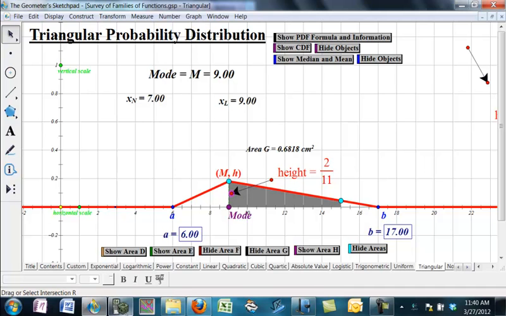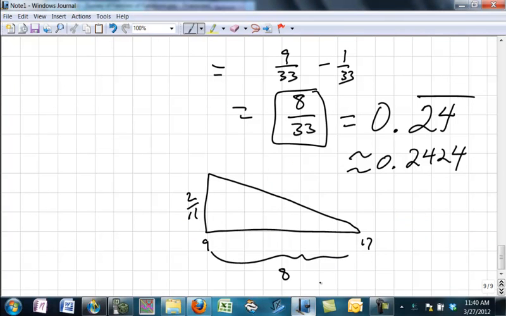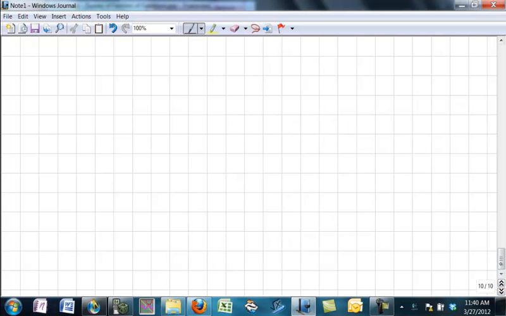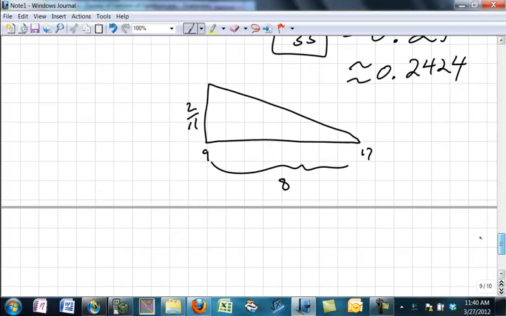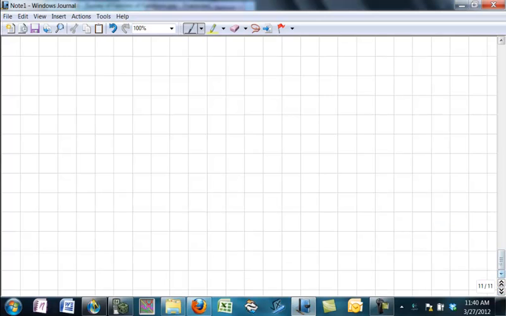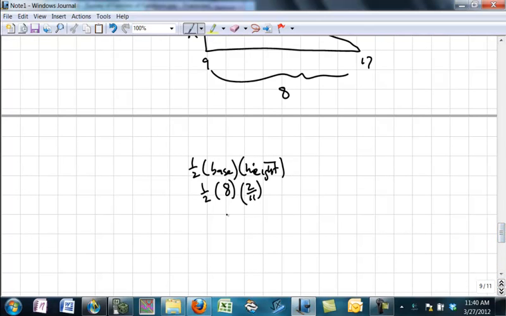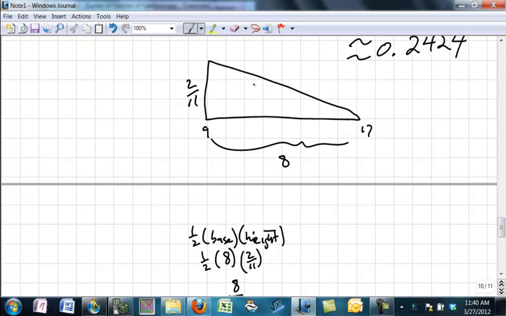So what's that area? Well, that area is 1/2 base times height. And the base this time is 8. And the height is 2/11. See, 2's are going to cancel here. And we're going to get 8/11. Now that's for that whole triangle. But that's not what we want. We want to only go out here to wherever 15 is. Okay, and just do this. So we want to subtract off that little triangle there that's unshaded.